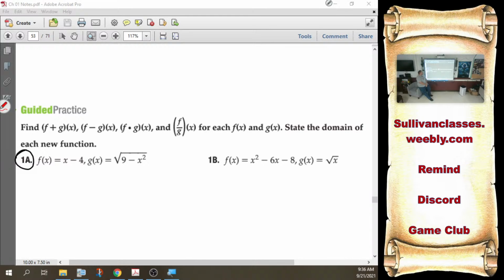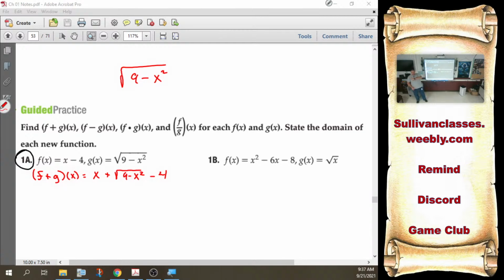But if I have F plus G, I can't really combine terms. It just stays x plus square root of 9 minus x squared minus 4. Wait, no, can it turn into 3 minus x? Oh, no, it can't. Oh my gosh, I did the wrong one. Because this is 9 minus x squared.